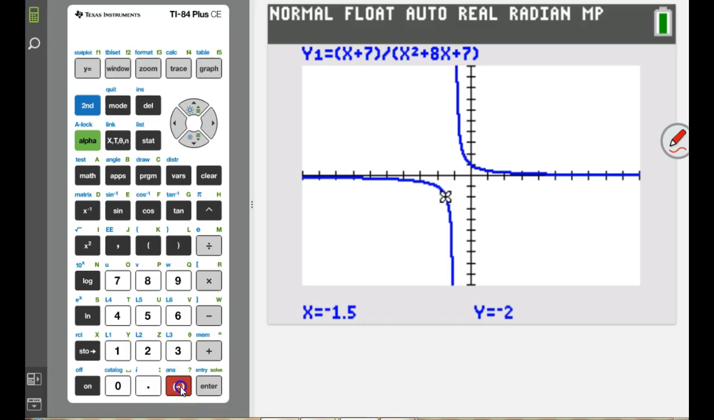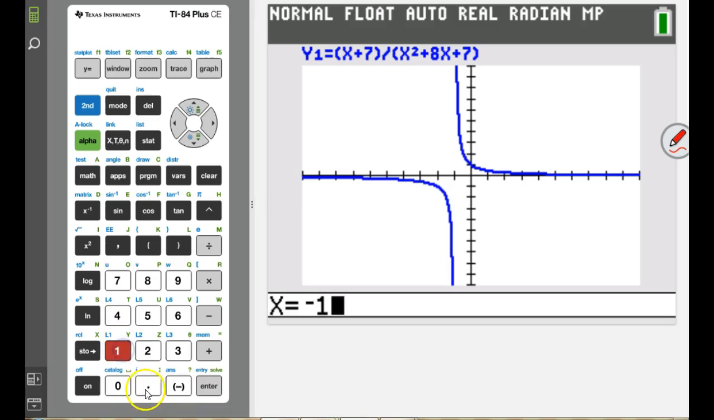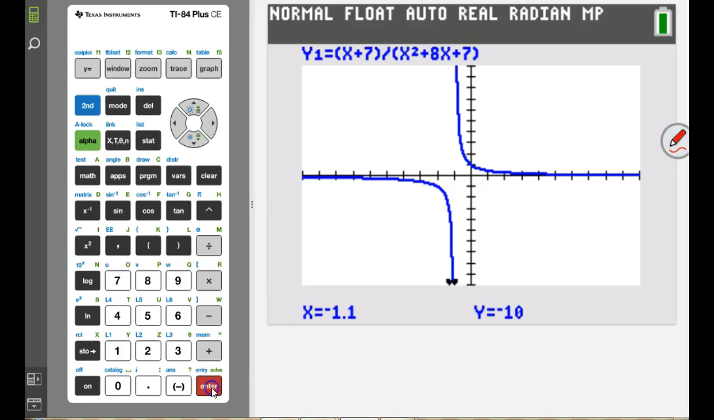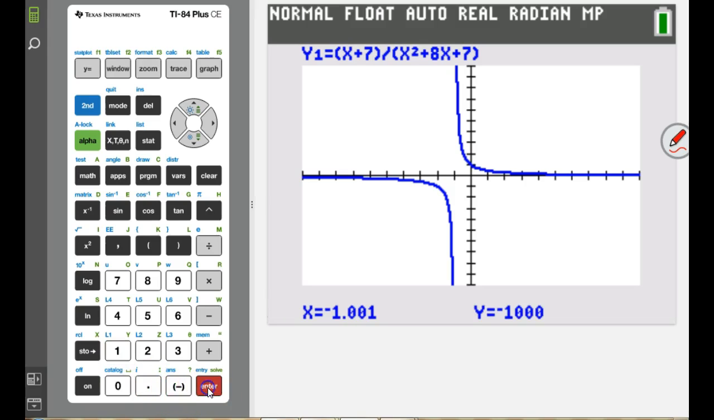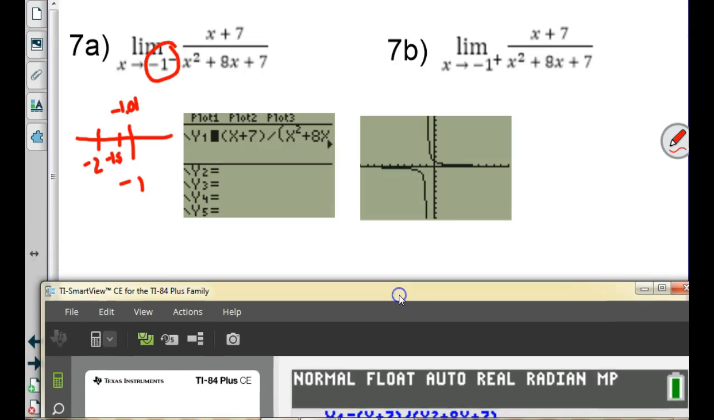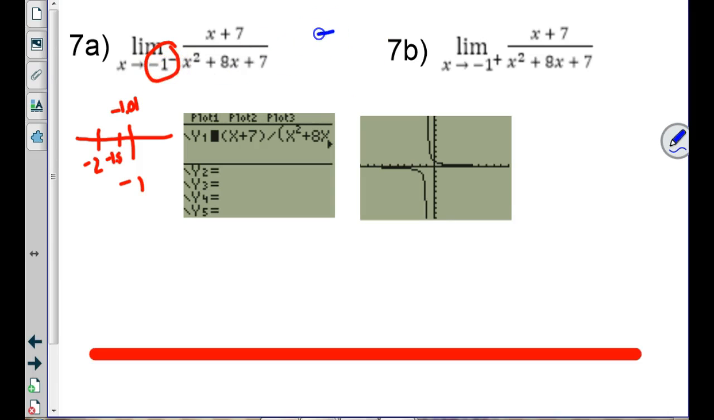What's even closer to -1? -1.1, down at -10. -1.001, that's really close to -1, right? And it's clear down at -1000. So what is it doing on that left-hand side? If they only ask about the left-hand side, it's going towards -infinity.